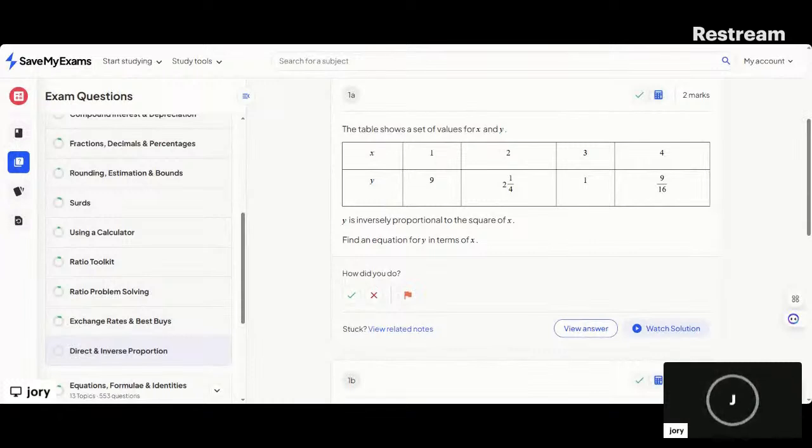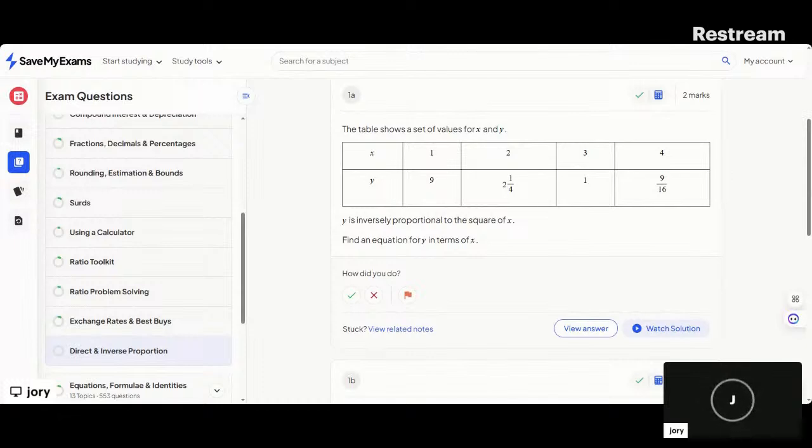So we know inversely means y equals 1 over x, and here it says inversely proportional to the square of x, so over x squared. This one is a variable, so we'll call it k. Find k. When x is 1, y is 9, so k is 9. We're done. But let's just make sure.